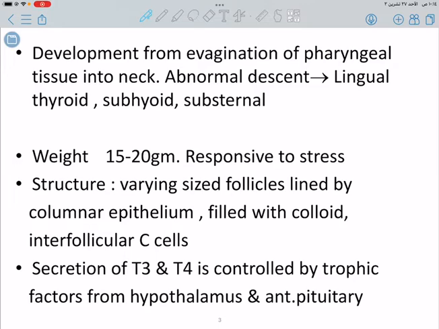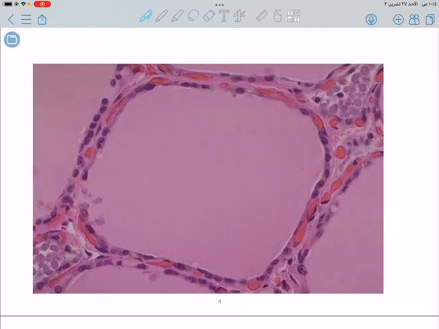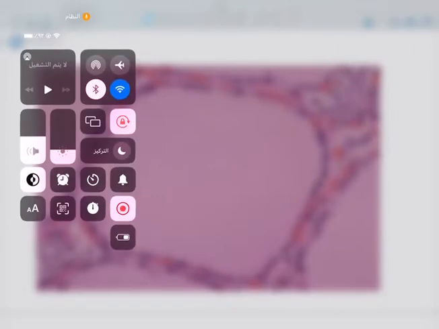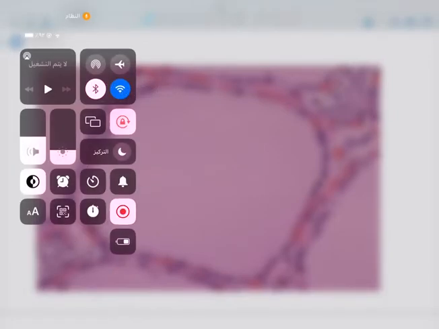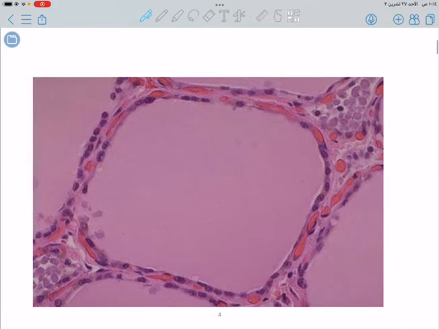This is the normal structure of the thyroid gland, which I think colloid, compressed tissue is flat epithelium, and in between the C cells. This color, pink in the middle, is the colloid, and these are the follicular cells around the colloid.